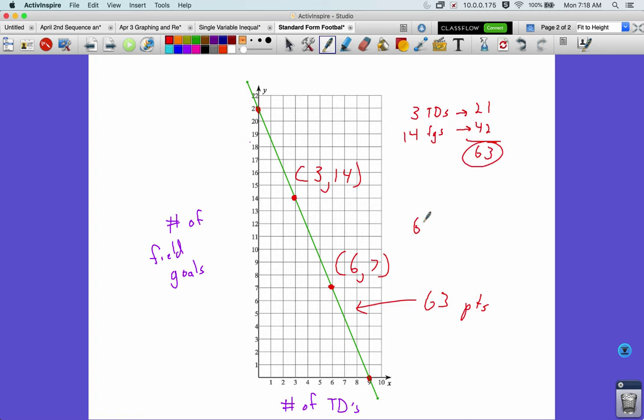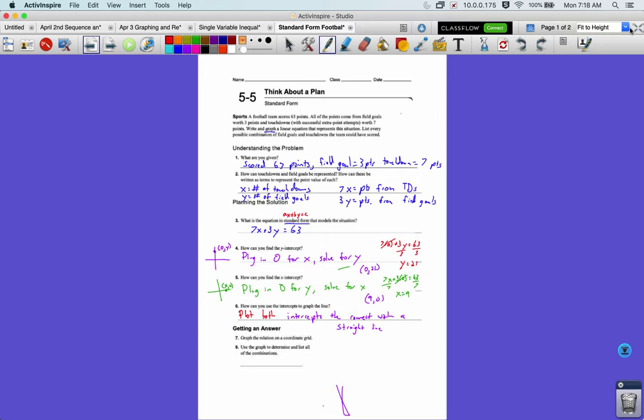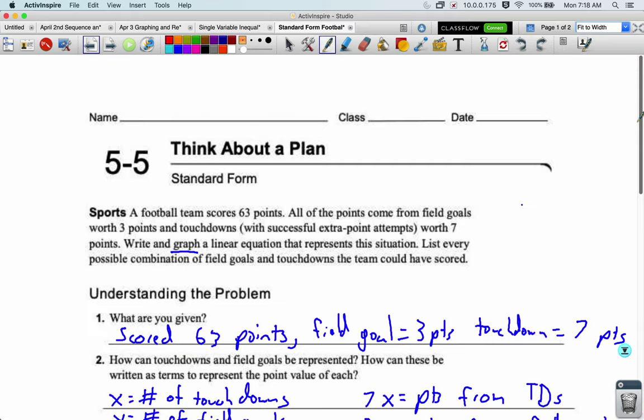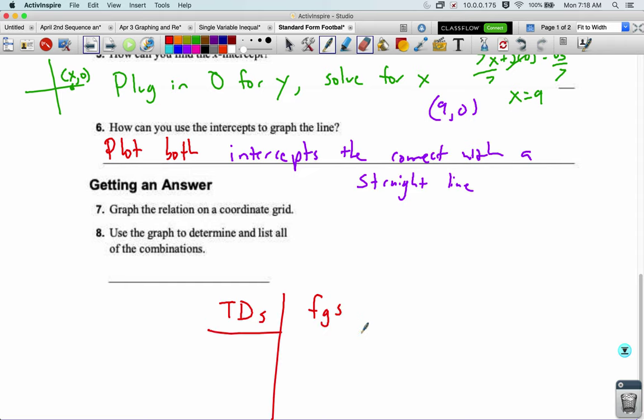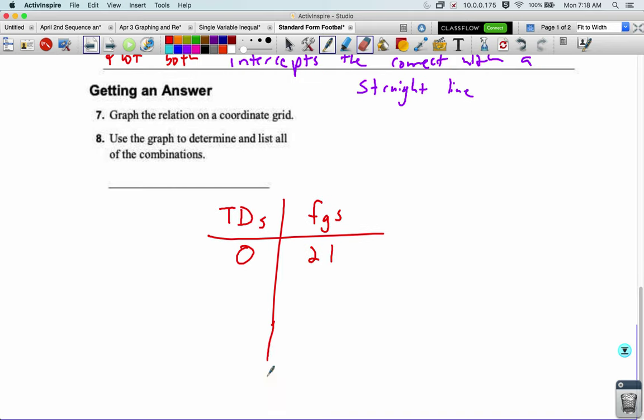All right, let's check it with 6 TDs and 7 field goals. 6 TDs gets you 42 points right there. 7 field goals gets you 21 more points. Add these together, we get 63 points there as well. So now I think we've got all of the combinations that can give us 63 points. I'll just create a little table of TDs and field goals. We can either get 0 and 21, 3 and 14, 6 and 7, or 9 and 0.